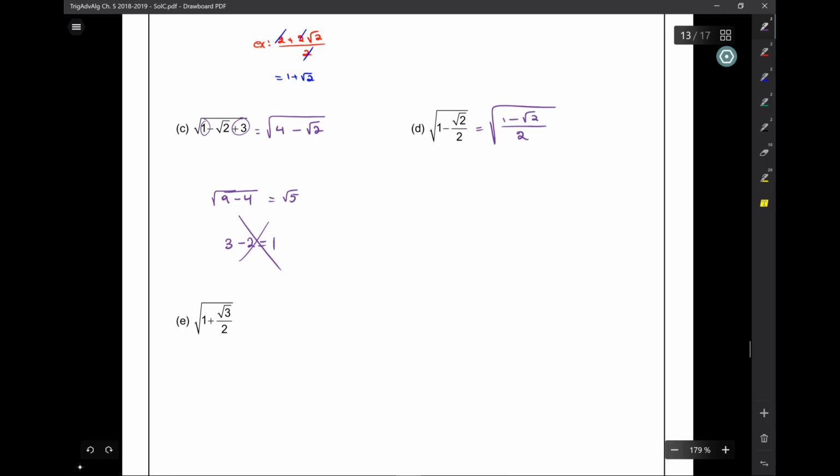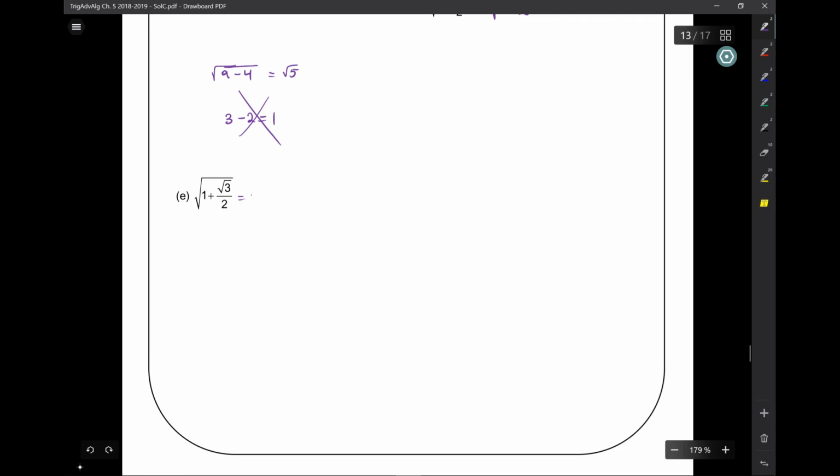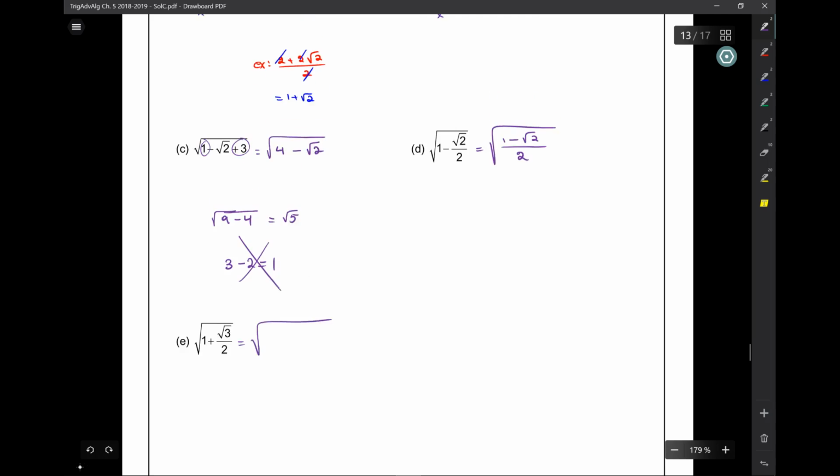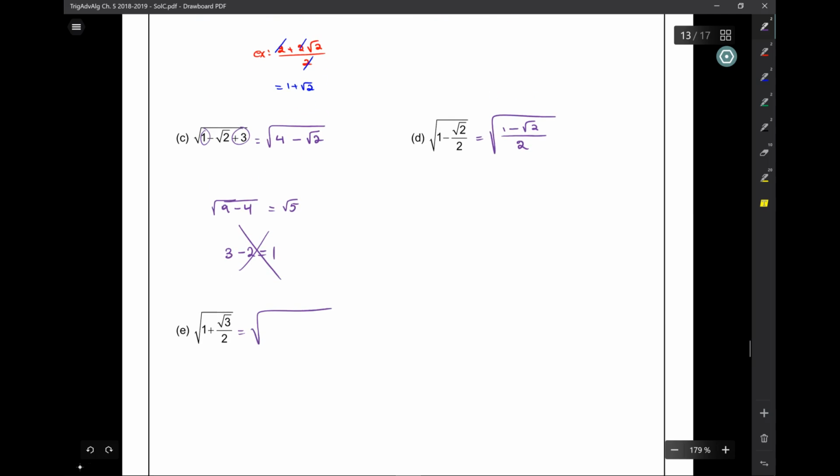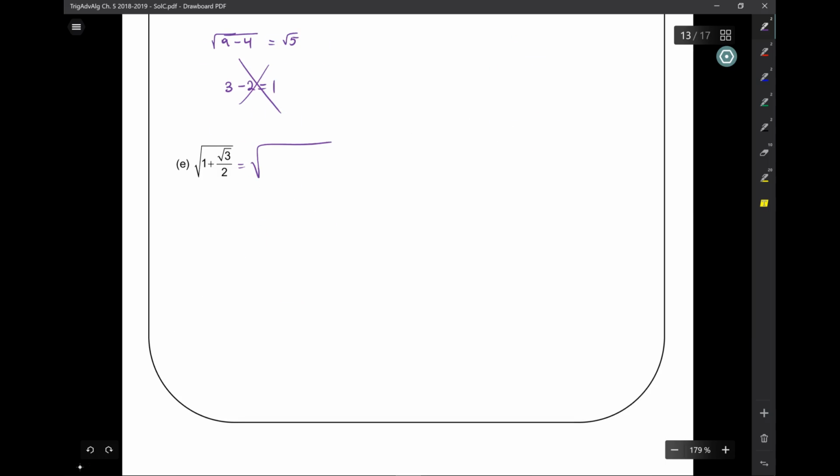All right, and what about here? Wait, that's it? Yep. It's literally the same thing. It's 2 plus root 3 over, oh, because I made a mistake. What did I do wrong here? 2 minus root 2. Sorry. And what about here? It's 2 plus root 3 over 2.